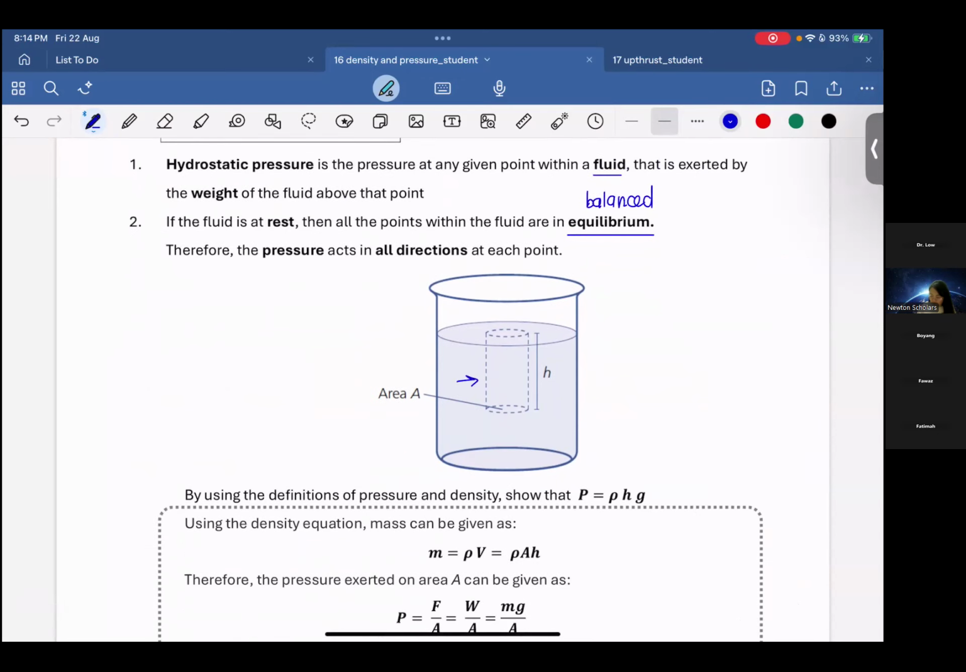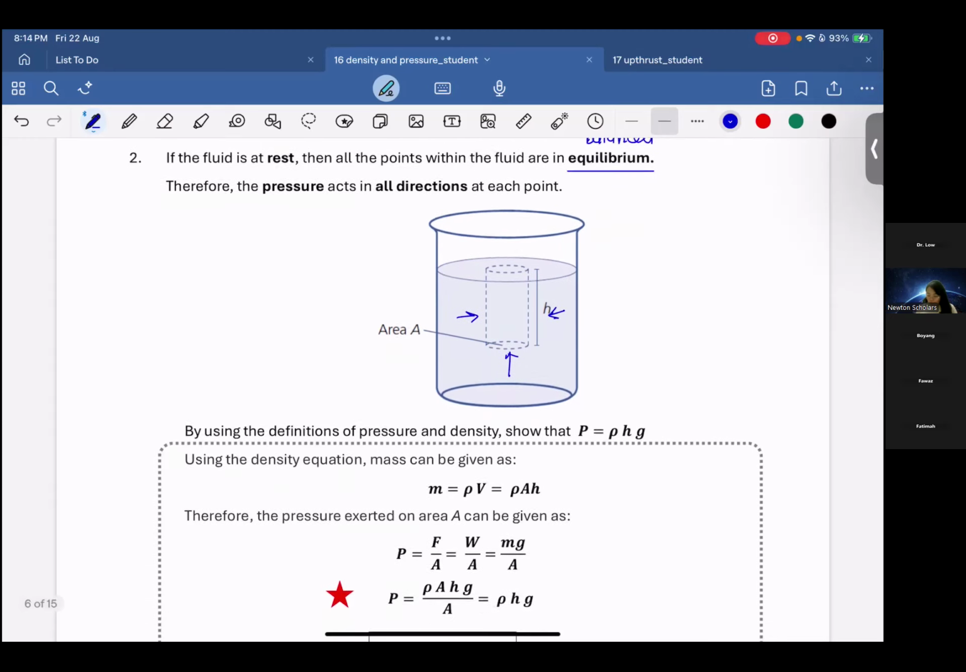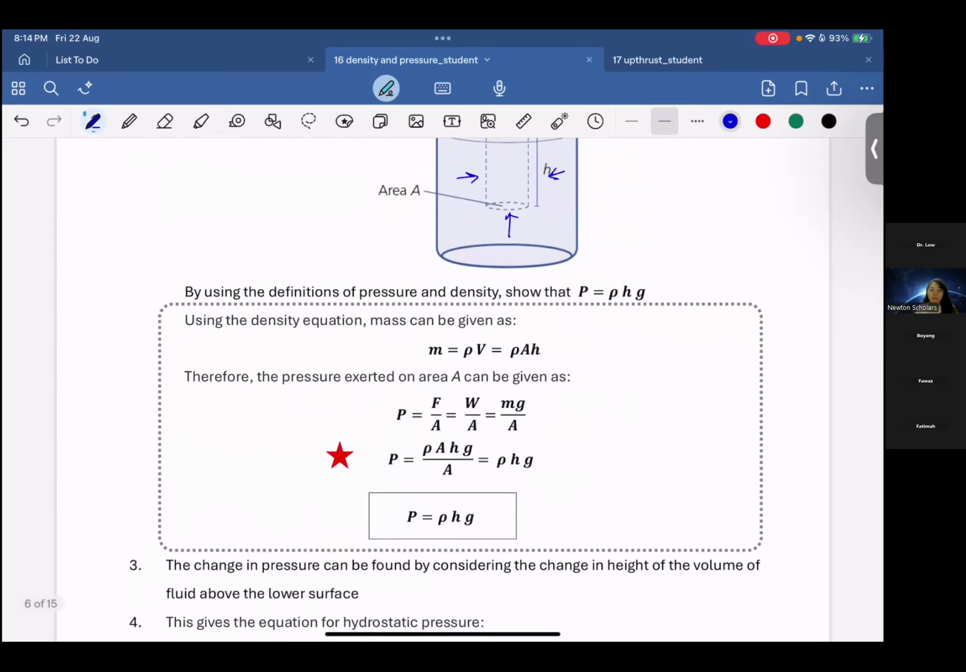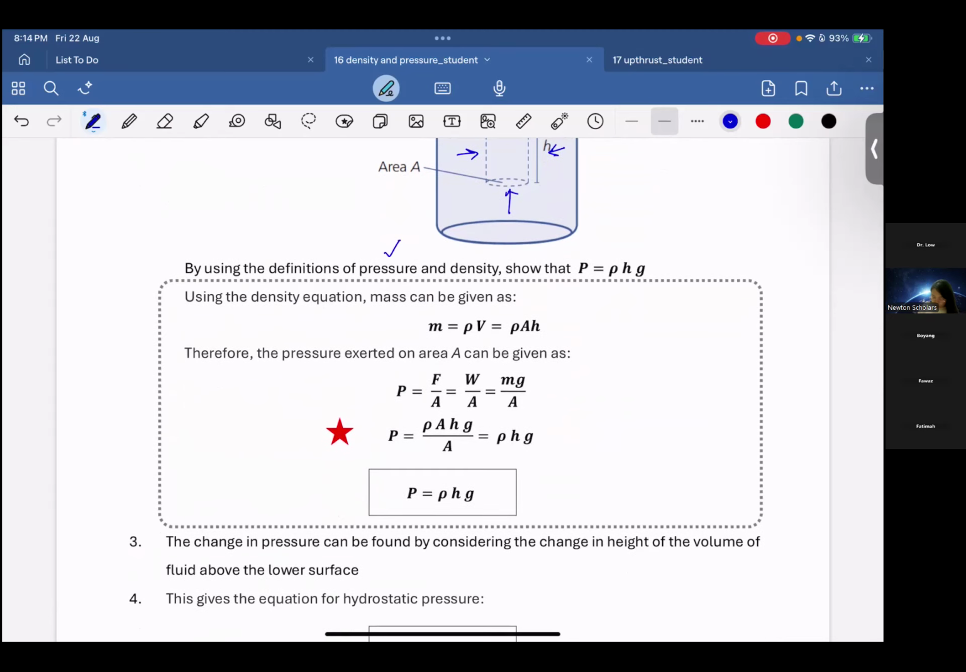So no matter where, at any point, pressure is acting on it. Okay, so for this part, I make a star because you have to know how to derive. In our O level, we just need to know using the formula P equals rho g h. But here, at A level, you have to know how we get this formula. So we're using the pressure and density formulas to derive it.